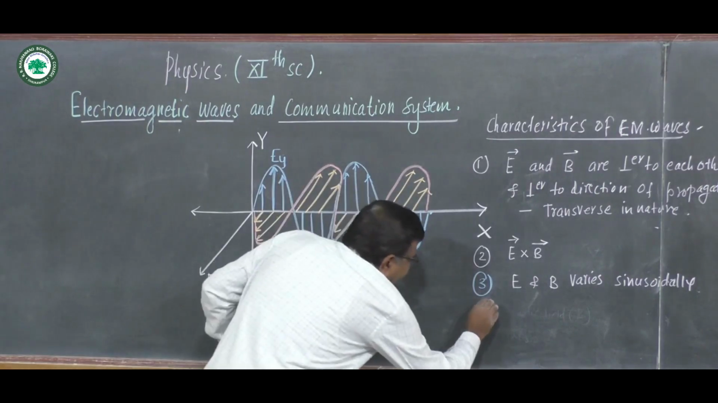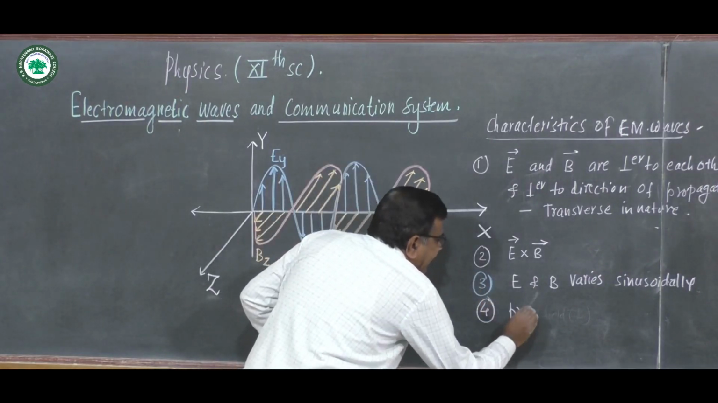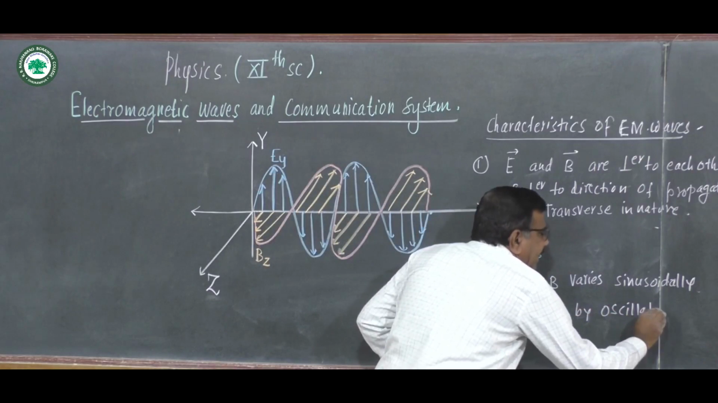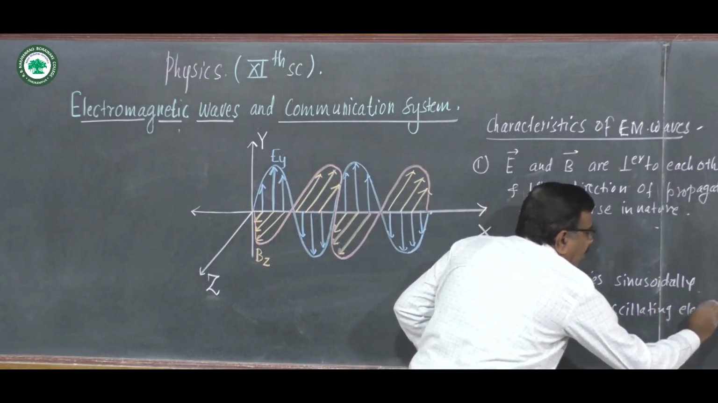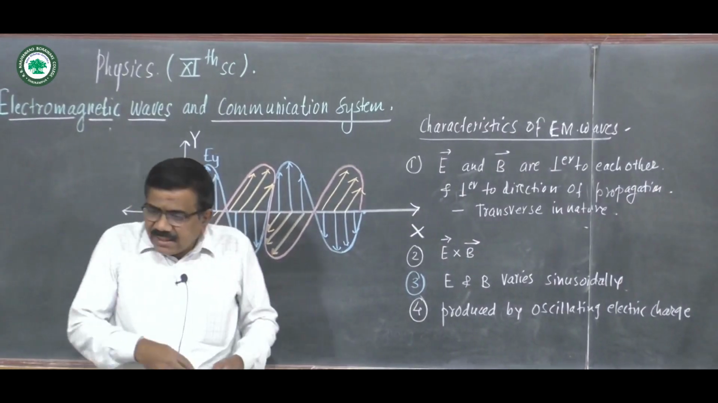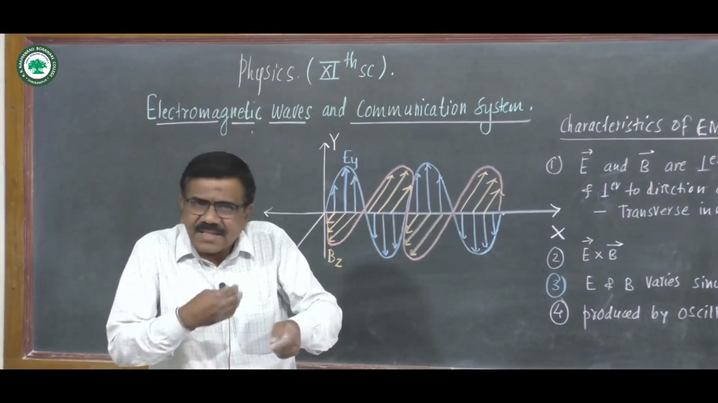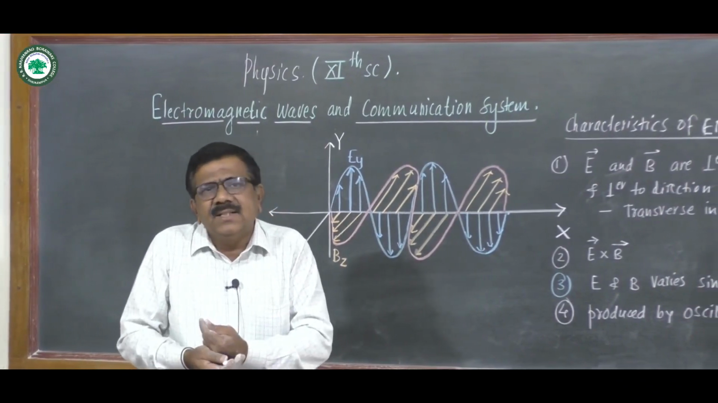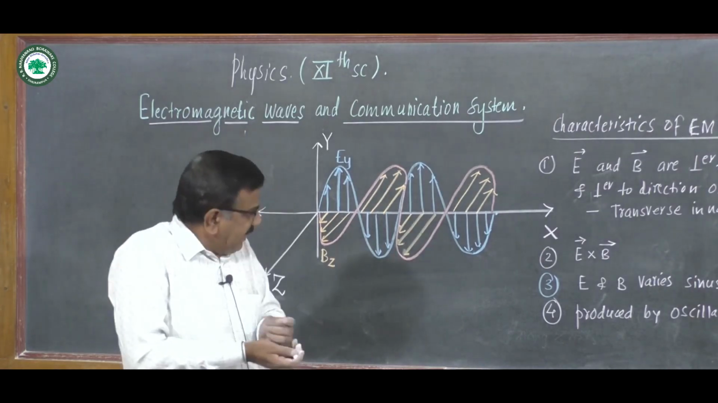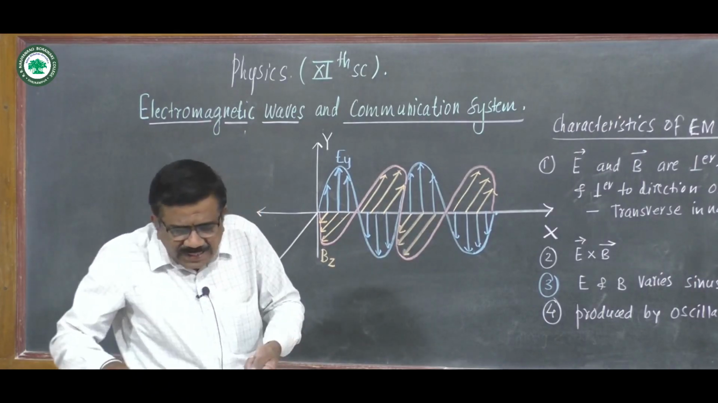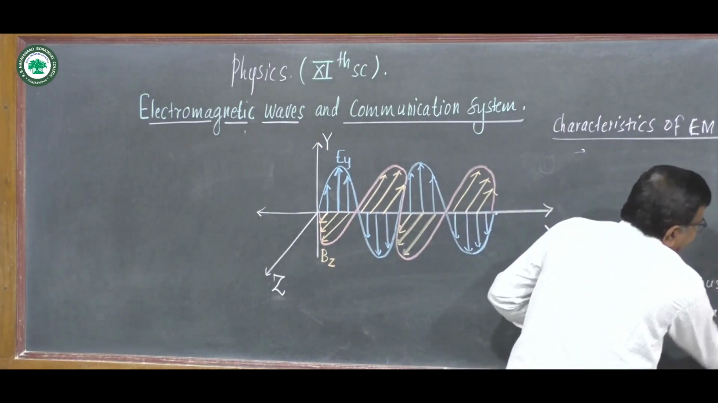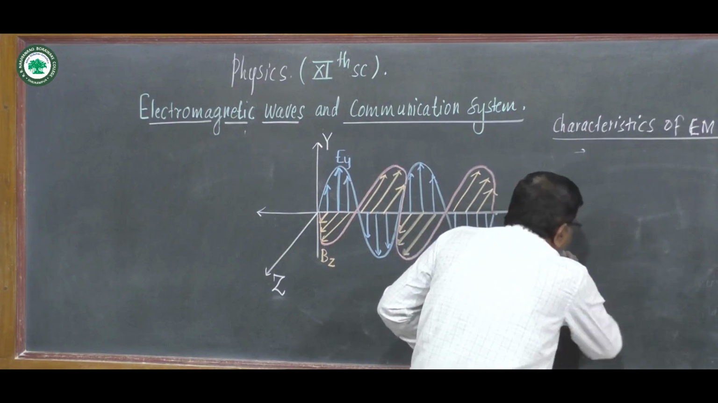Then next, electromagnetic waves are produced by oscillating electric charges. We know an oscillating electric charge, or accelerating electric charge, produces the electromagnetic waves. If a charge is accelerating, it produces the magnetic field. That changing magnetic field again produces the electric field. They regenerate each other, and hence we say that an oscillating electric charge produces the electromagnetic waves.